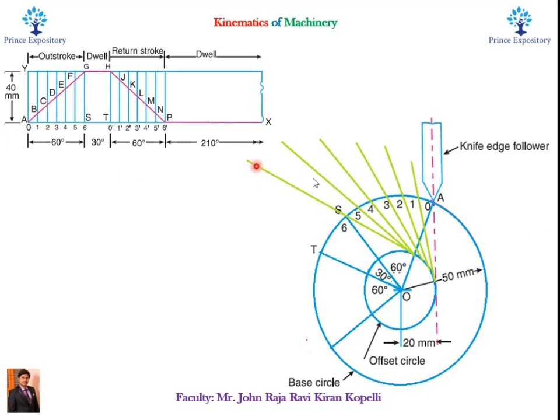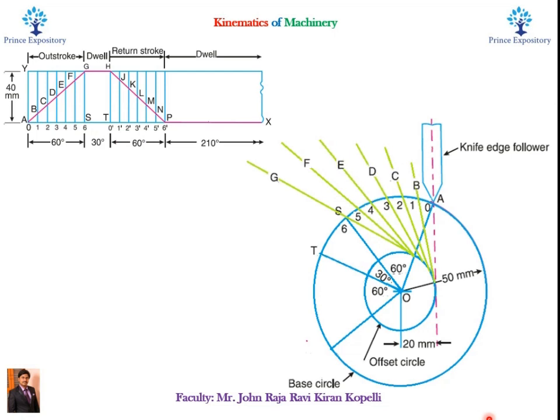Similarly 2C, cut an arc. 3D, cut an arc, and then 4E, cut an arc, 5F, cut an arc, 6G. So this finishes the displacements mentioned on this cam profile. Now we will see how those points will be indicated. Now you can see, my dear students, all the alphabets were indicated. Those are the points where we have considered these distances during the outstroke.